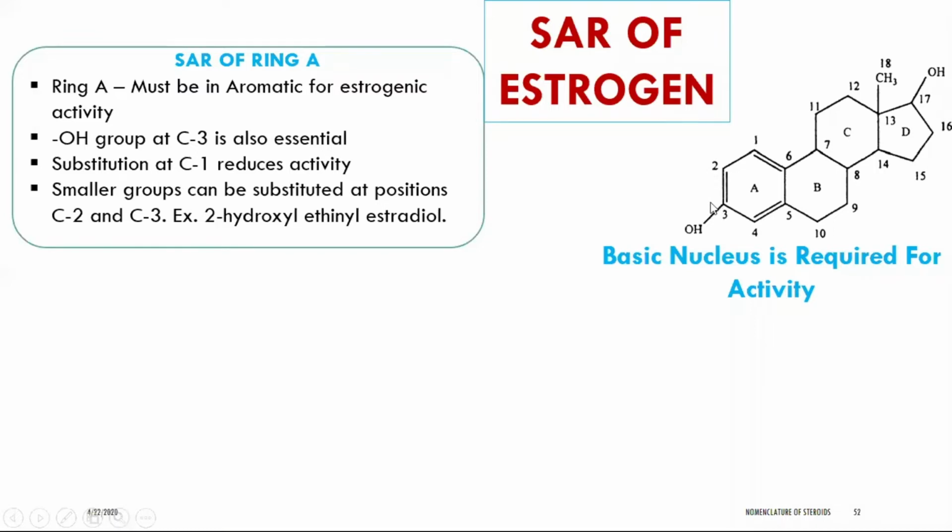So again I am repeating, ring A should be aromatic for estrogenic activity. The hydroxy group must be at the third position. Substitution at the C1 position causes a reduction in activity. We can substitute at the second and third carbon of ring A. It gives activity. Example is 2-hydroxyl ethinyl estradiol.